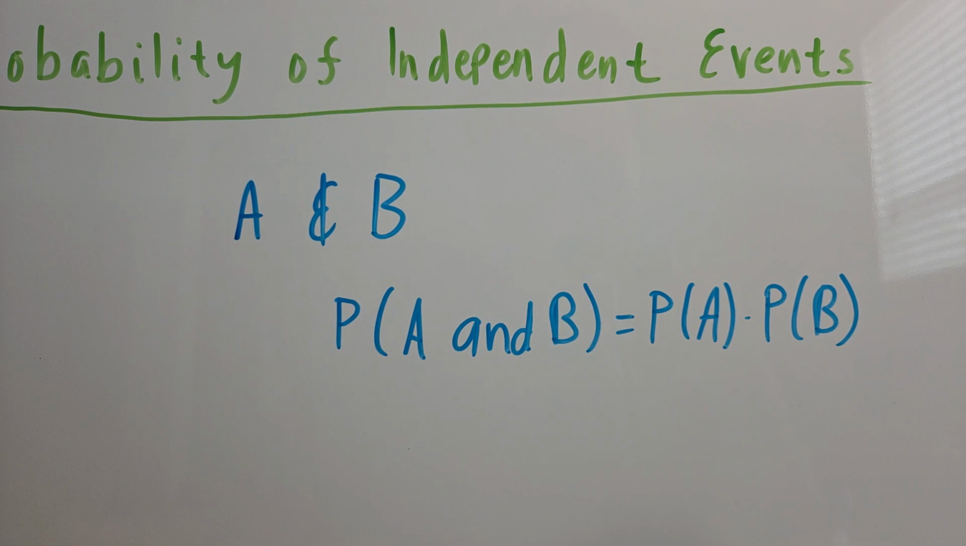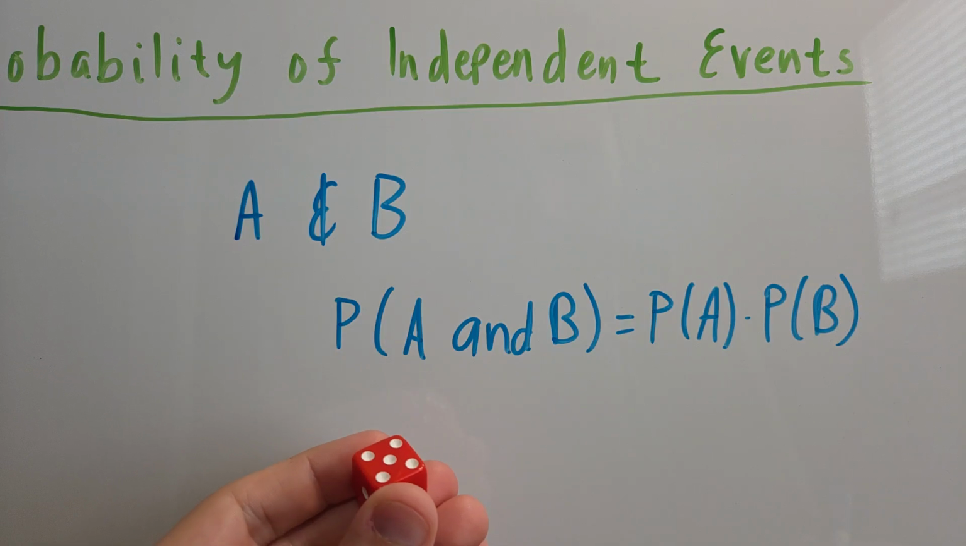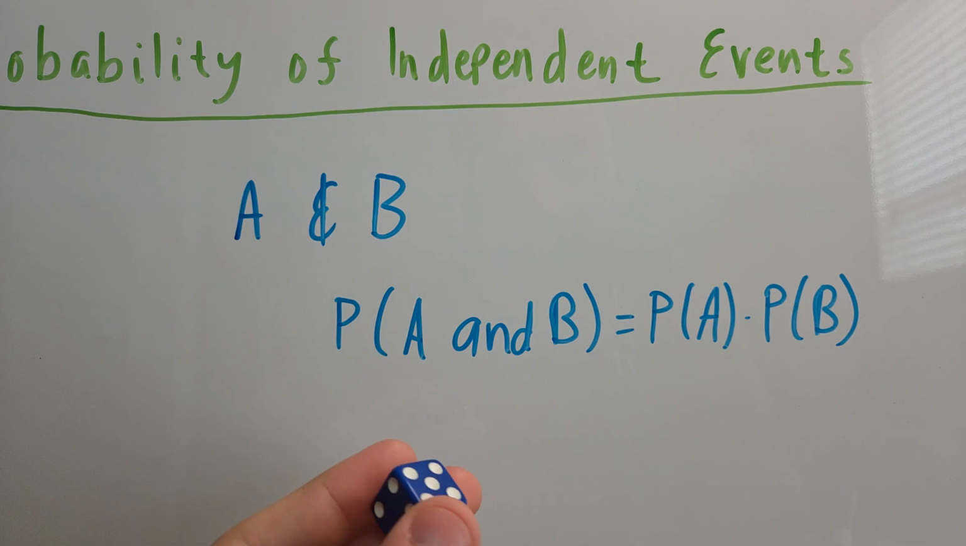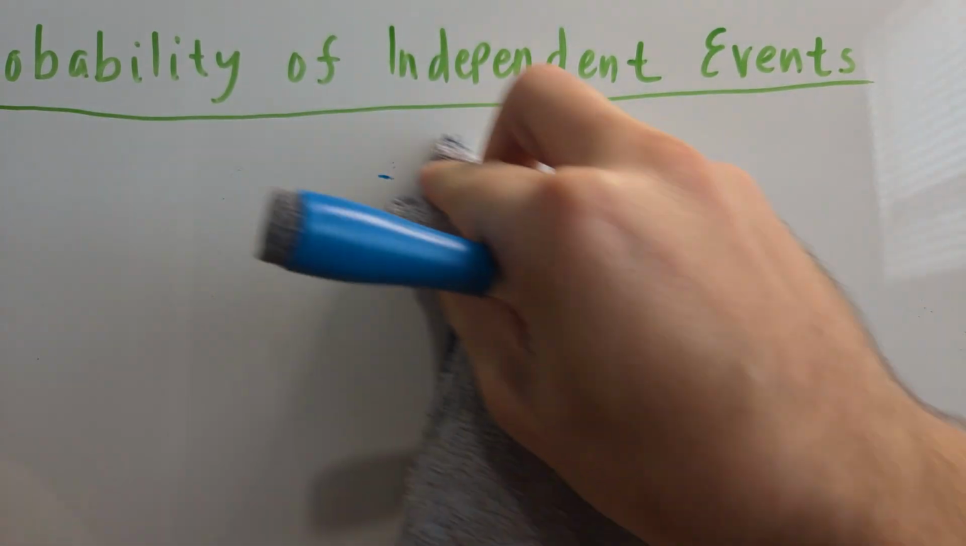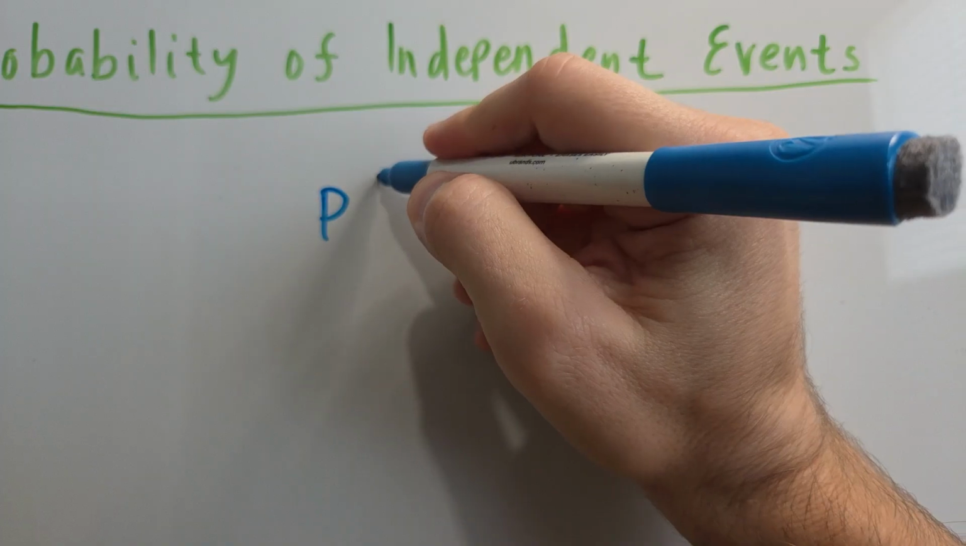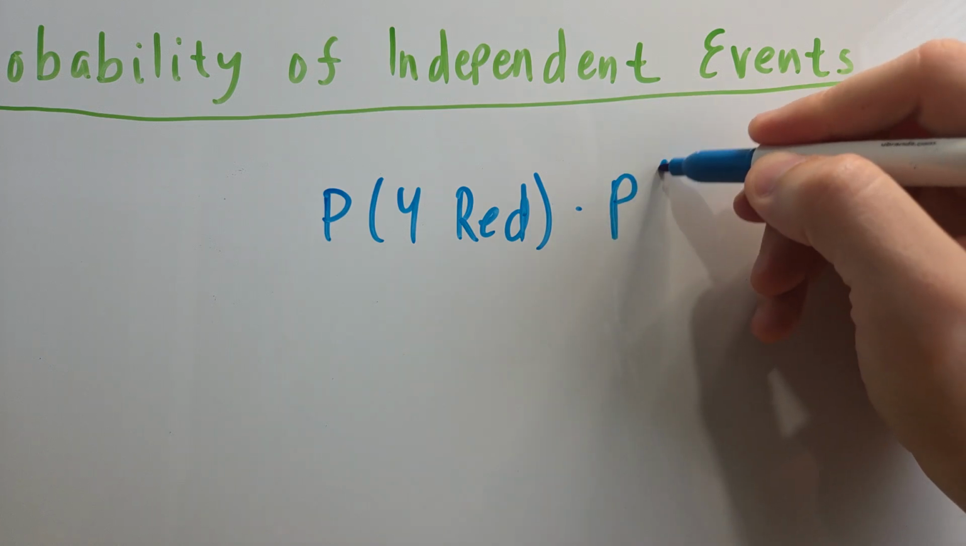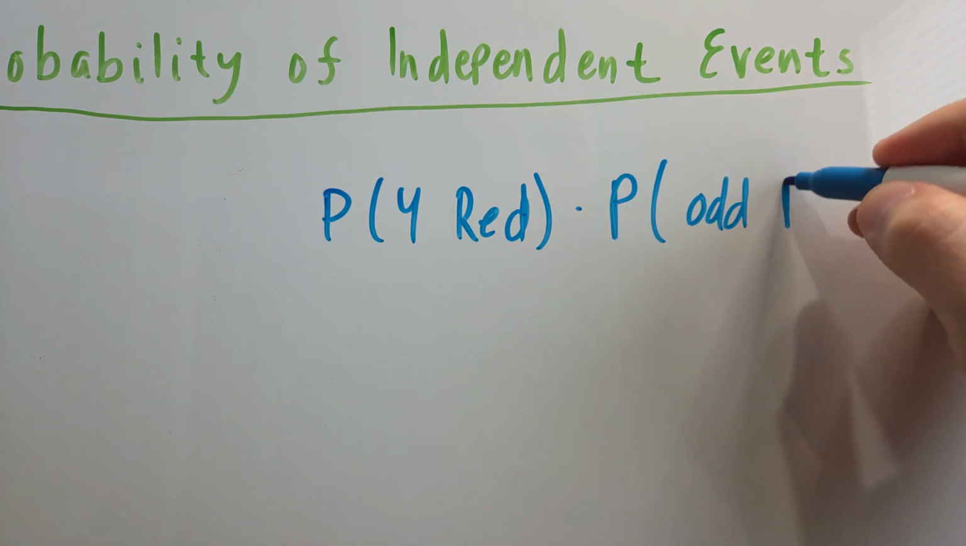Here's another example. Suppose I had a fair die that was red, and suppose I had a blue one. Two different colored die, and they're both fair. They had the numbers 1 through 6. Suppose I roll the red one and the blue one at the same time. What is the probability that I will roll a 4 on the red cube and then an odd number on the blue one? What does that look like? Let's calculate that probability. So the probability of rolling a 4 on the red one multiplied by the probability of an odd number on the blue one.